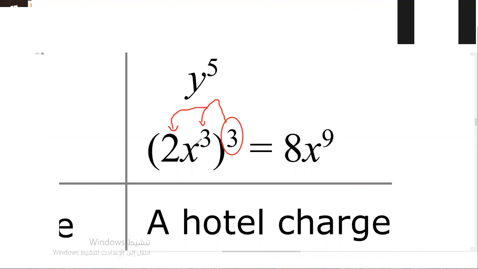It gives 2x. Focus on this power. I have to distribute it inside the bracket. It means I'm going to multiply it here: it's going to be x to the power of 9. And I multiply it here: 2 to the power of 3 is 8. You understand? You get this or not?